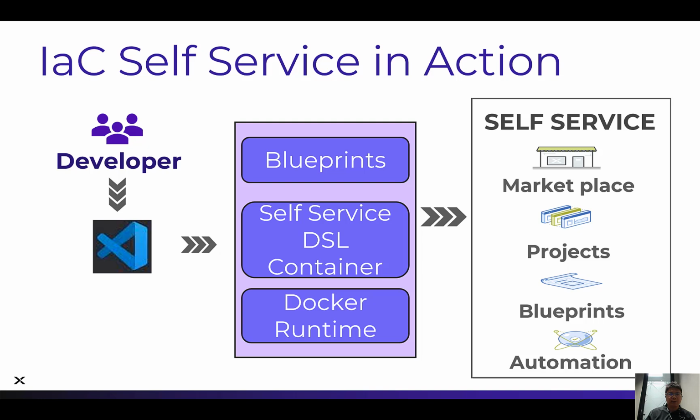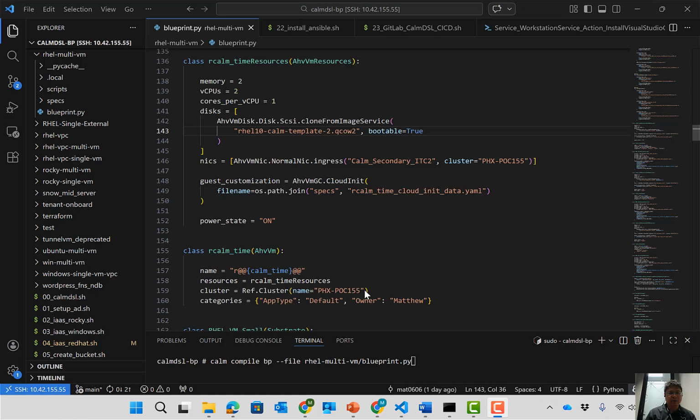Let's take a look at how it looks in the Visual Studio Code. This is the Visual Studio editor where the developers work. On the left-hand panel, you will see that there are multiple blueprints I have already decompiled. Let's take a look at one of the blueprints, and this is the blueprint.py in the middle of the screen. So this is a multi-VM Red Hat IaaS blueprint, and this is how it looks when you decompile that in the Visual Studio Code.